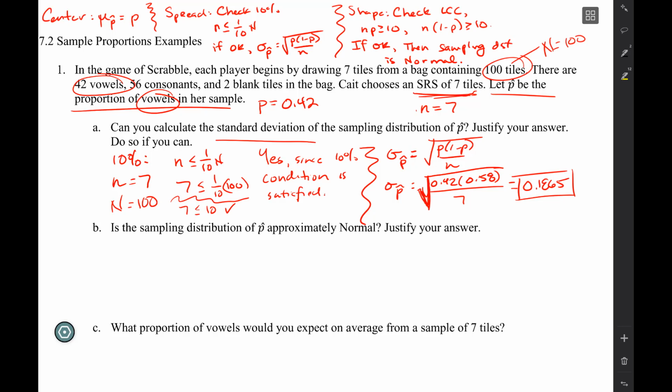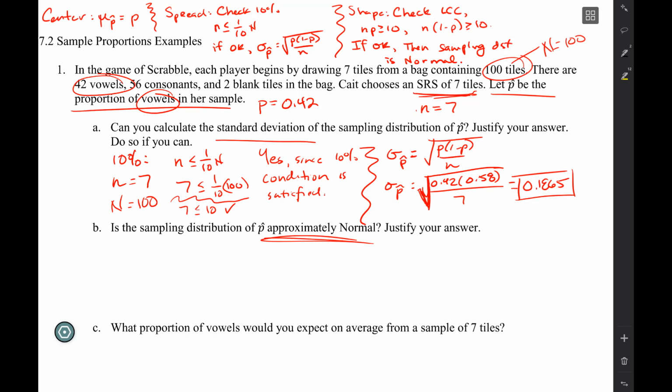We provided the formula, all we got to do is plug it in and evaluate it. Okay, let's go and look at part B. Is the sampling distribution of p hat approximately normal? Well, that's describing the shape, and we can see from up here, the very top right, we have to check the LCC, the large counts condition.